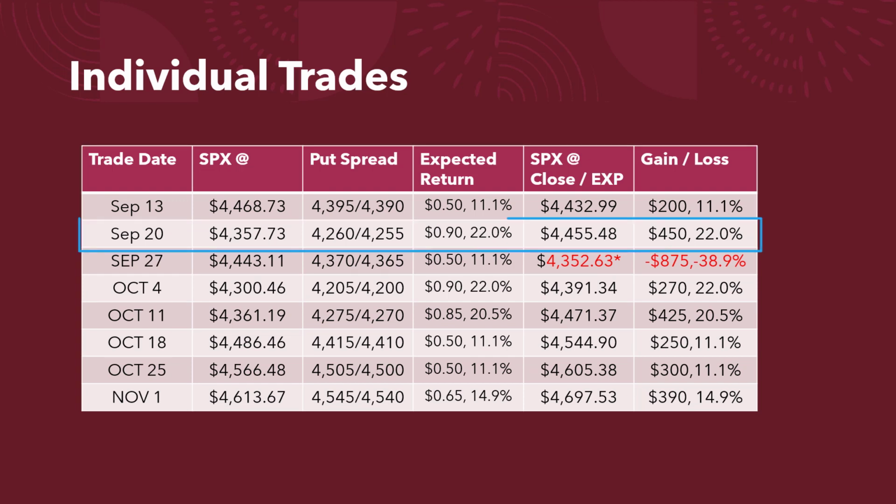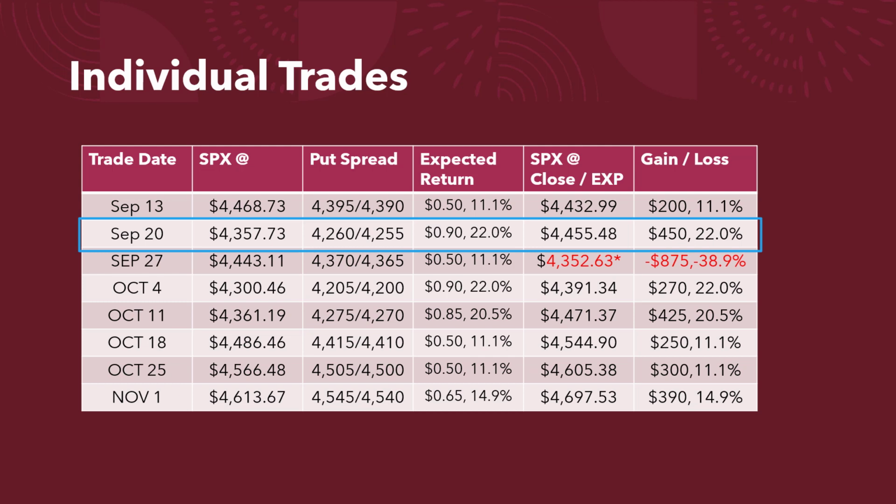Run the search again on September 20th, the following Monday, for the September 25th expiration. SPX is at 4357. Spread that came up was the 4,260 sell put by the 4255, a 5-point spread again. But this was 90 cents as implied volatility was increasing, or a 22% potential return.